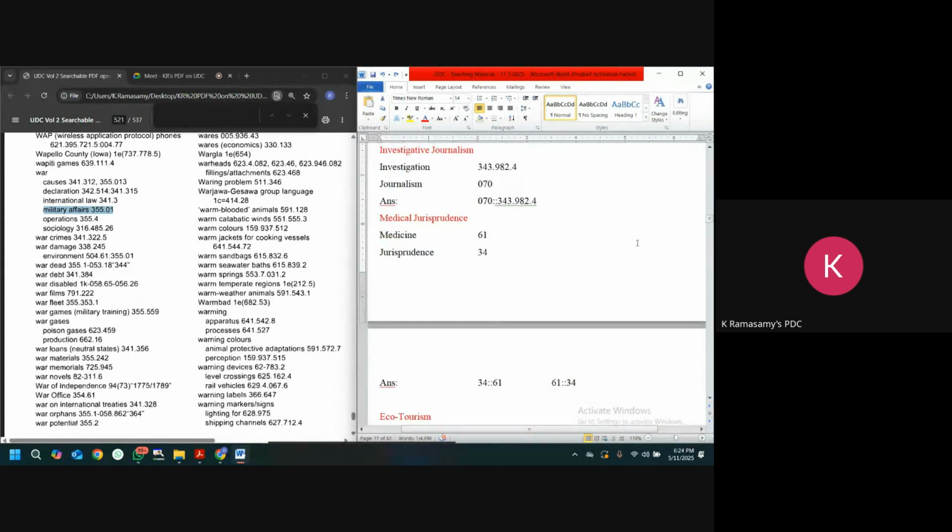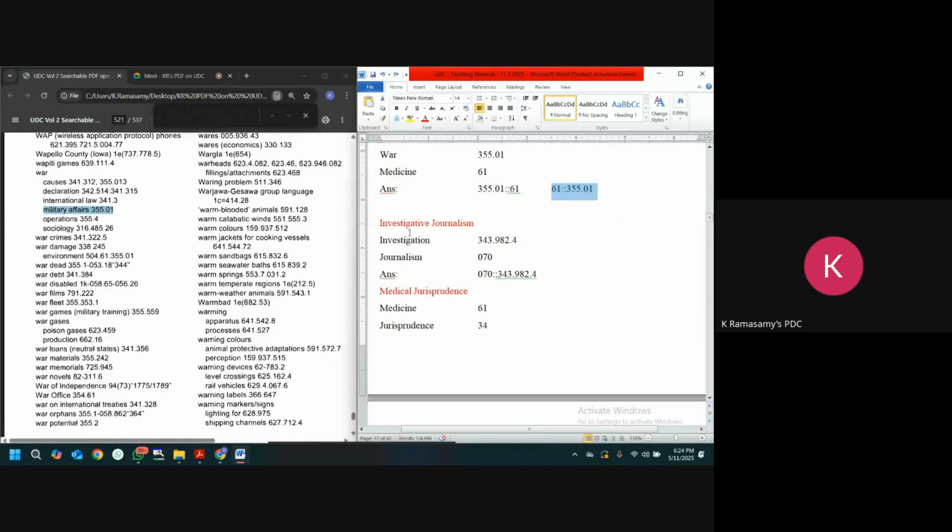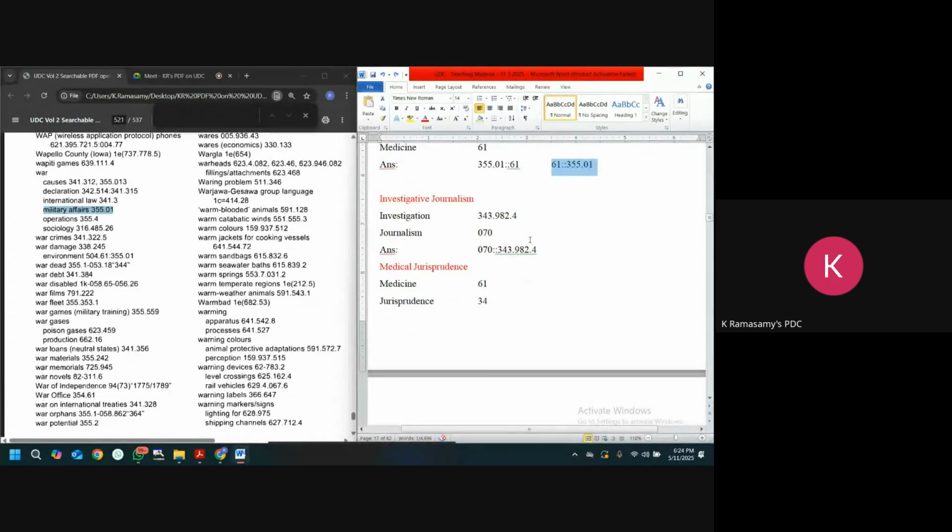Okay, fine. I'll give one more example. Investigative journalism. There's a title, investigative journalism. The number for investigation is 343.982.4. Journalism is 070. So investigative journalism is a part of journalism, isn't it? So I take journalism as the first number, investigation as the second number. I am joining both these numbers with a double colon, which means that the order should not be changed. This book will be filed under 070 only, wherever you are. It is called order fixing using double colon.